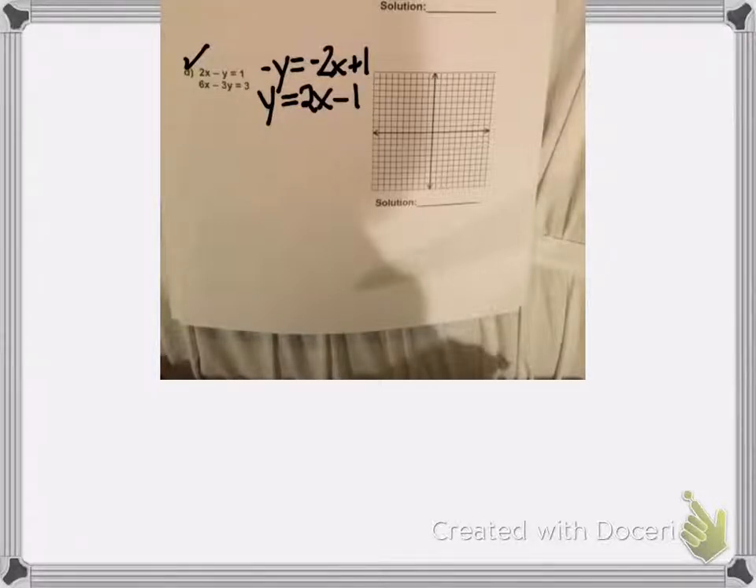And I will graph that starting at negative 1. Okay. And then I'm going to go up 2 over 1. This one's pretty steep.